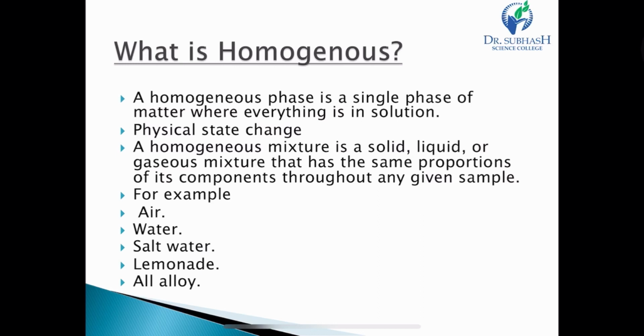Water. Then salt water. If we have one vessel, we take water, we add lemon, we add sugar, we add salt, right? And we make lemonade. This is called homogeneous. All alloys, like all metals, are homogeneous. Right? That which has a single phase, one phase only, what can we call it? Homogeneous phase. Right?